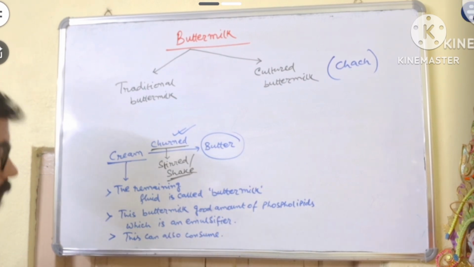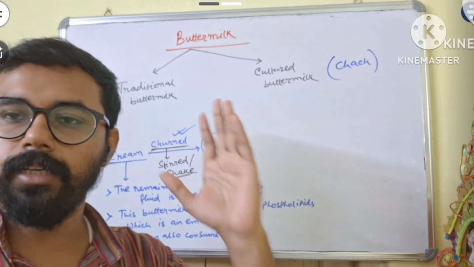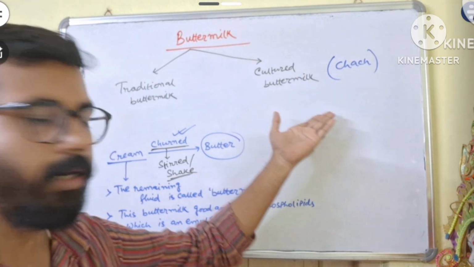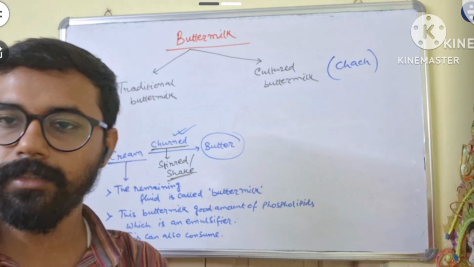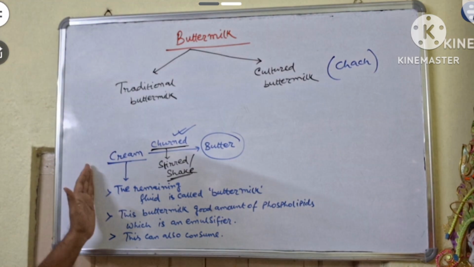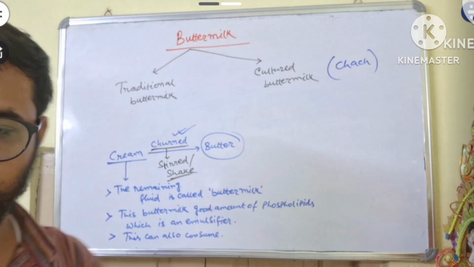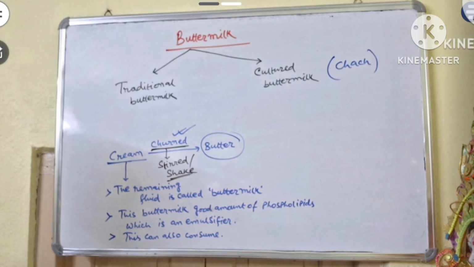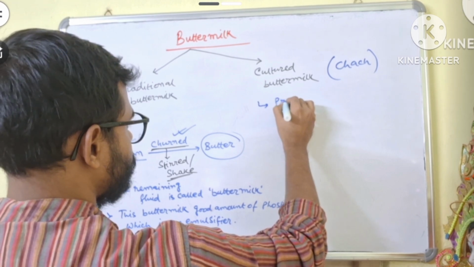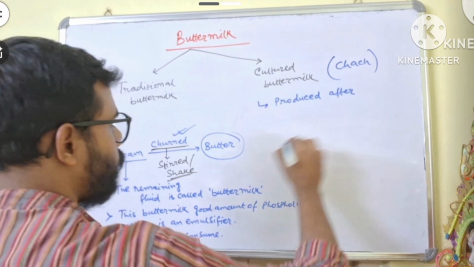But nowadays, in industry scale, the buttermilk is produced after the fermentation process, and that's why it is called cultured buttermilk. That means buttermilk is obtained after fermentation. Clear? Traditional buttermilk is just what we get from the raw material after butter formation, the remaining fluid. So cultured buttermilk is produced after fermentation.